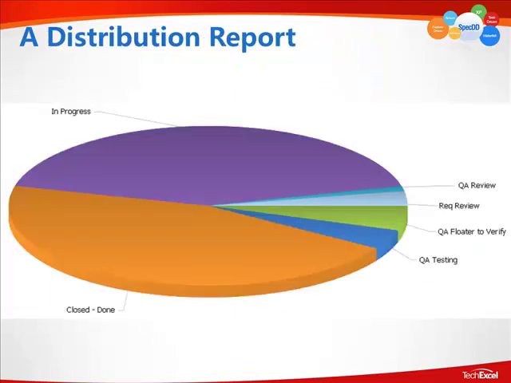So a quick look at a distribution report. This was just taken out of one of our existing projects. So notice again, the bulk should always be in progress. We want people to be working on the items or completed the items. And then the minority states are the QA review, requirement review, QA floaters, and QA testing.